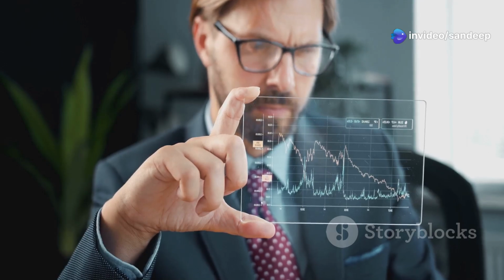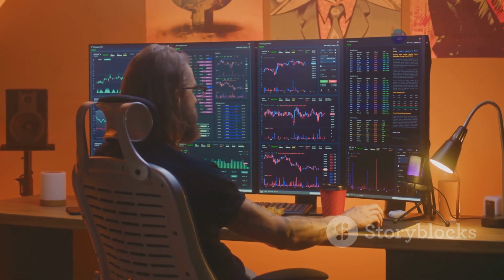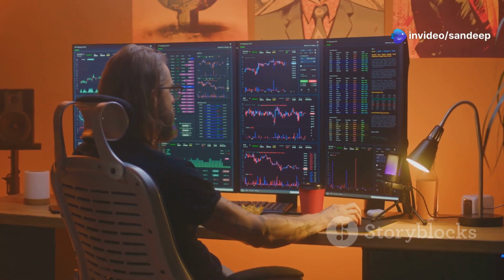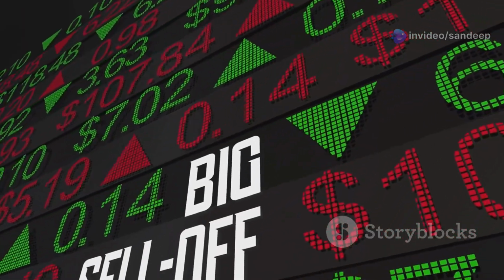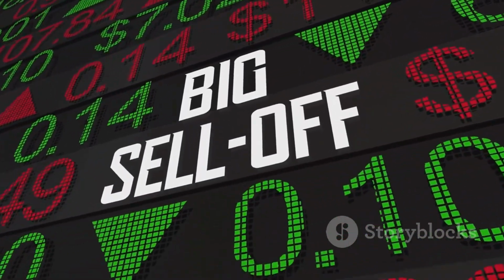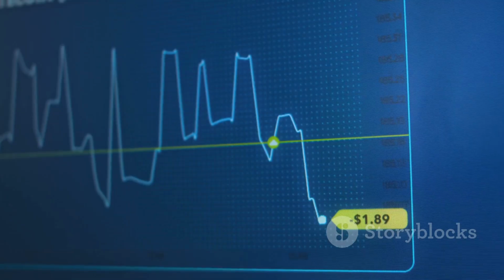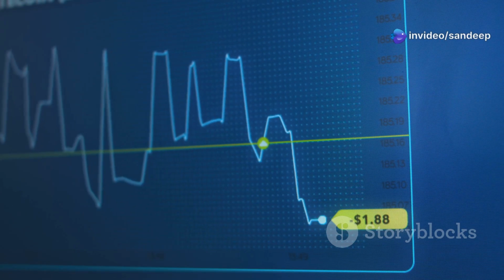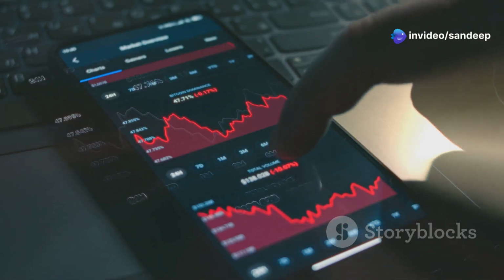Resistance is the opposite of support. It's the ceiling. Resistance is a price level where an uptrend can be expected to pause or reverse due to a concentration of supply. This is a price where sellers tend to emerge, taking profits or opening new short positions. This selling pressure overwhelms the buying pressure and stops the price from moving higher. Just like with support, the more times the price hits this ceiling and gets rejected, the more significant that resistance level becomes. It acts as a cap on the price, at least for a while.